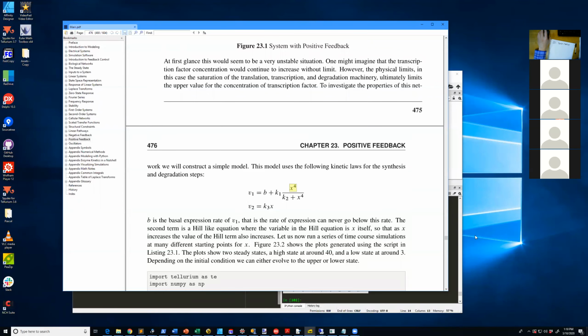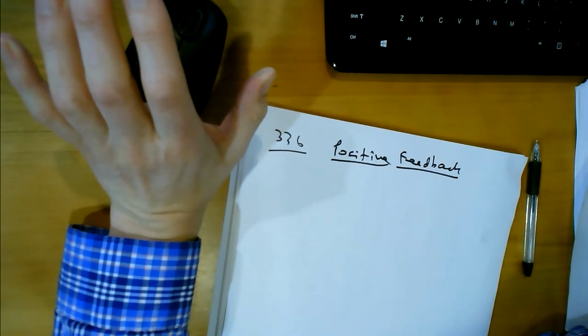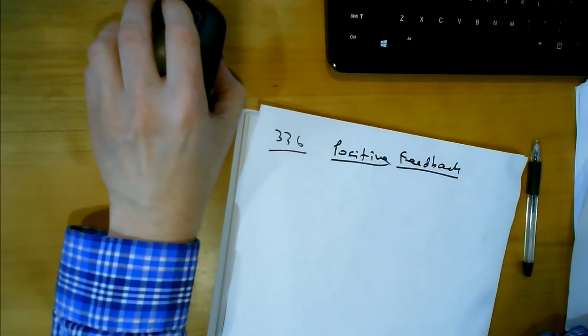Let me just check the messages. I want to see if there are any more messages. Okay, so you can see the screen now, I assume. All right. Let me go back to sharing.